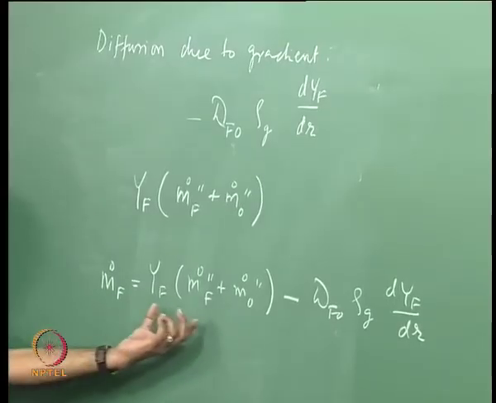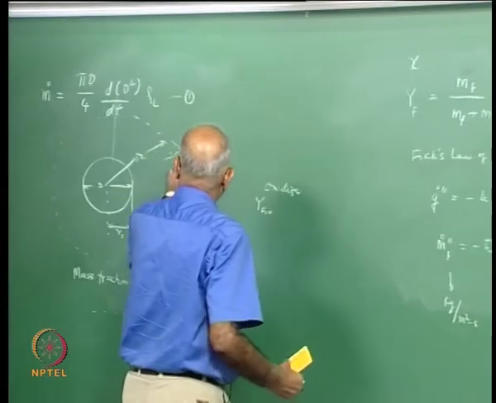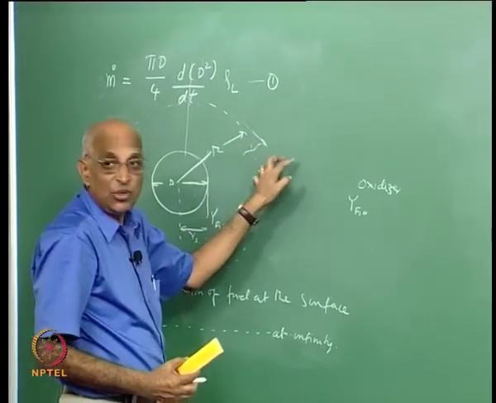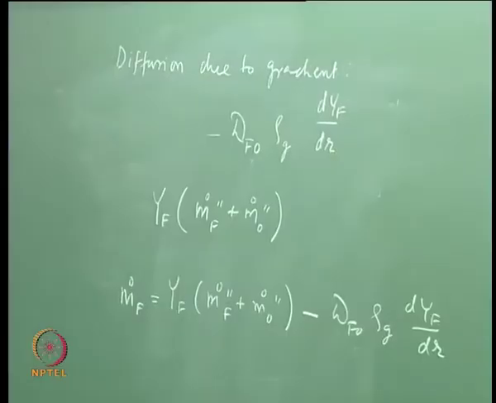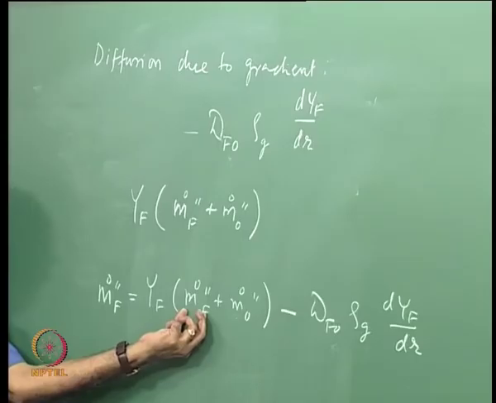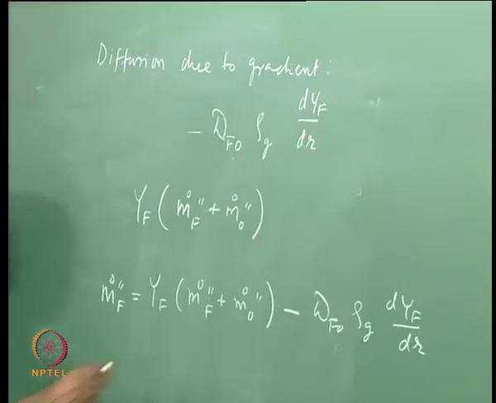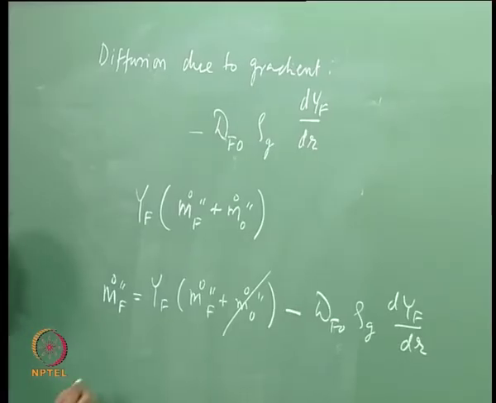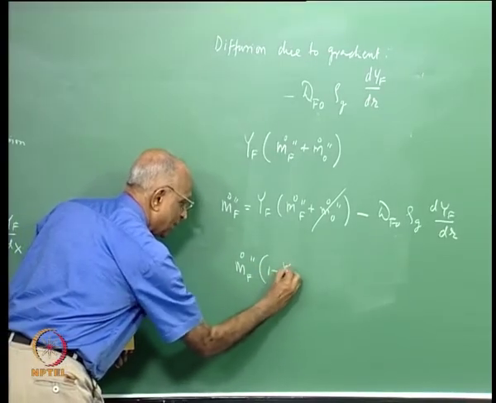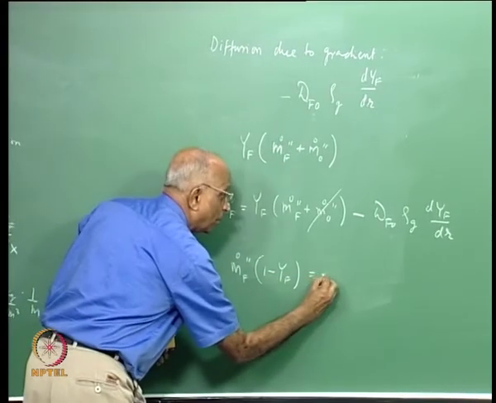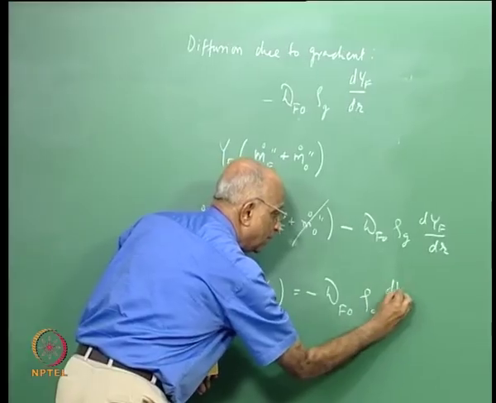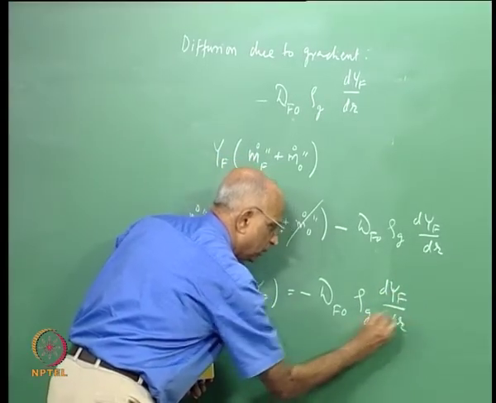Why did this term come? See, we talked in terms of the gradient, but at any point you have m dot ox and m dot f, and the fraction of that is also available to you. Therefore, the total mass flux which is available is the sum of these two, and again we note that F is what is migrating, O is not migrating, therefore this can be dropped, this is equal to 0, and therefore I can write the flux of fuel which is migrating, into 1 minus Yf, is equal to minus diffusion coefficient of fuel in oxygen into rho g multiplied by dYf by dr.